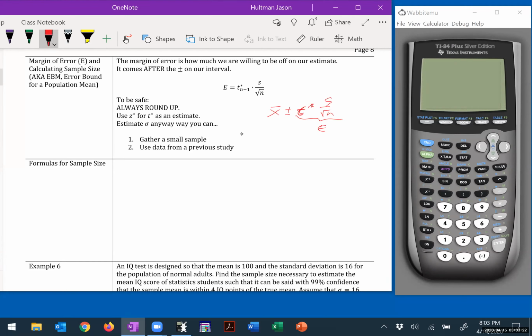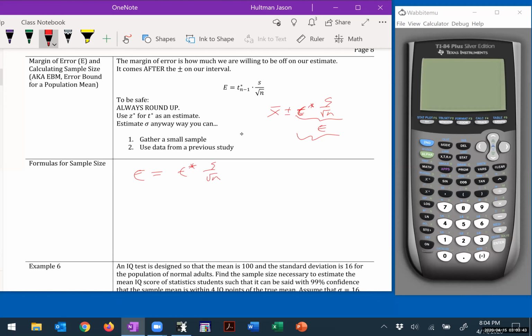So we want the error. We don't know how to minimize this error. We want the error within a certain boundary. So here's what we do. We say E is equal to T star times S over the square root of N. And with a little bit of algebra, we want to solve for N.